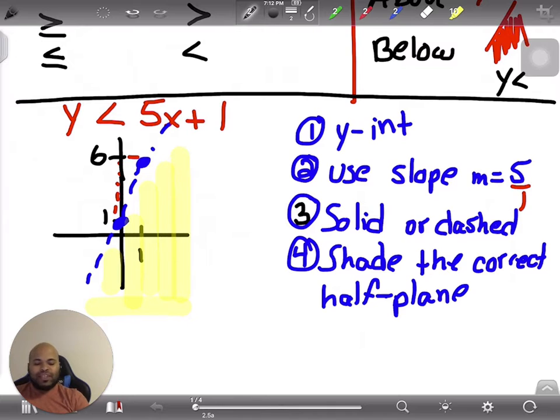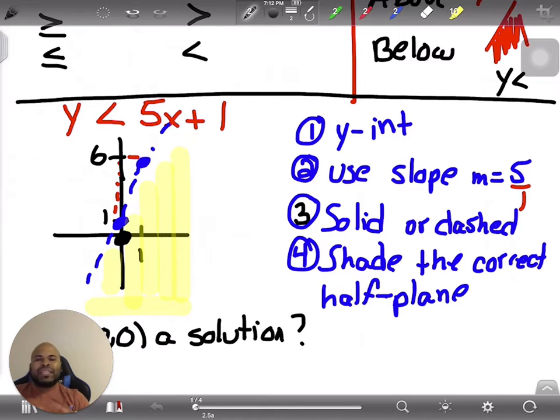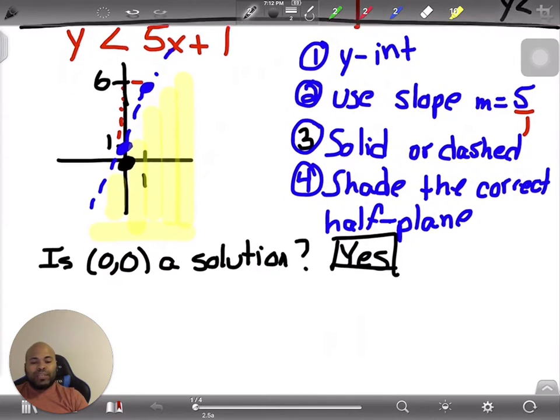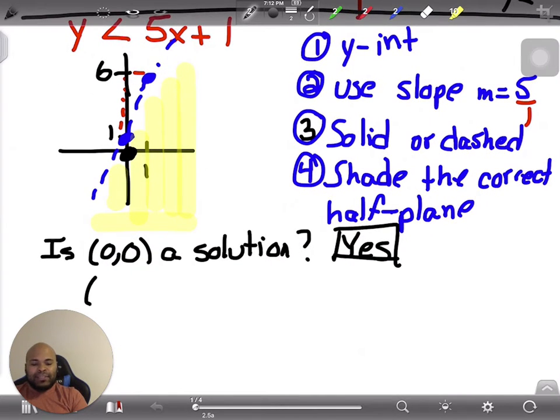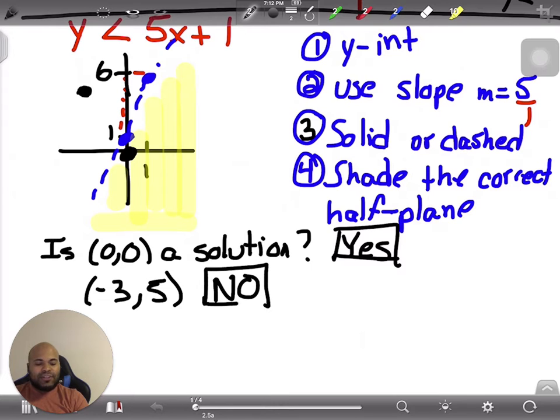Now, I can ask you different things. For example, is 0, 0 a solution to that inequality? Well, if I look at the graph, where is 0, 0? That point is here. Is that point within the shaded region? The answer is yes. Any point in that region will be a solution. I could ask, is the point -3, 5 a solution? Well, the point -3, 5 is somewhere here, and that is not in the shaded region. Therefore, the answer is no. That is not a solution.